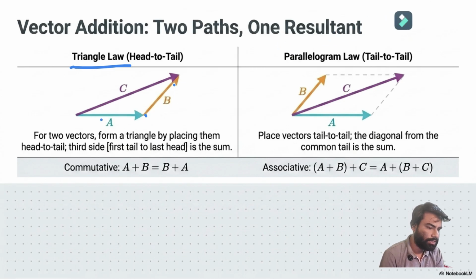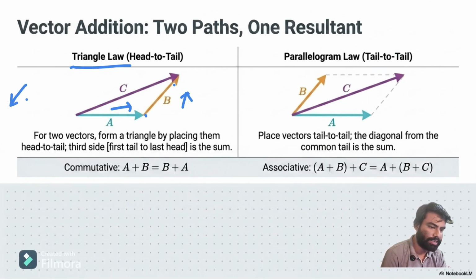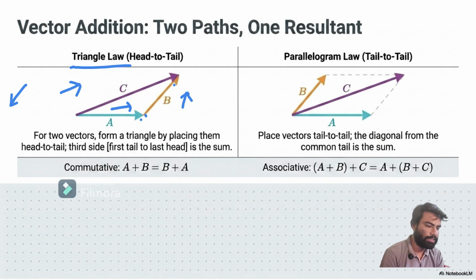Like this, A is going toward this, B is going toward this. So technically, in the same way, it should be in that direction, but it is not. If you find the resultant, it would be in that direction. So the head of A and the tail of B are connected, and then we get C, the resultant one, and that is in the opposite direction.